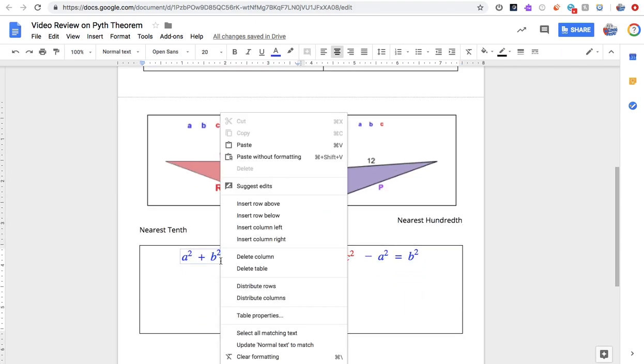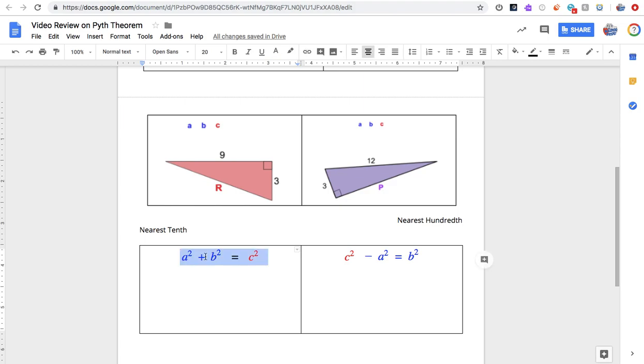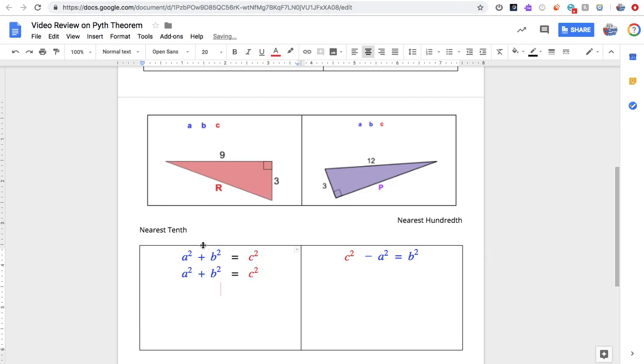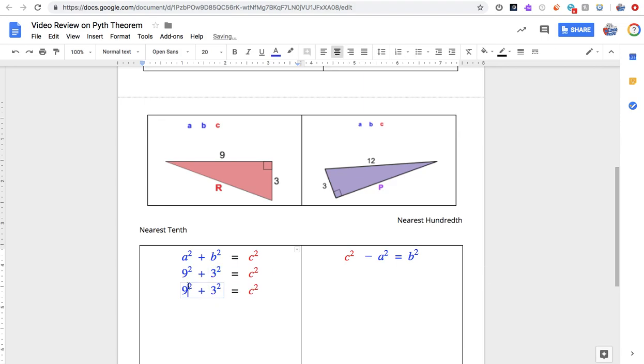Okay, welcome back. Hopefully, for the red triangle, your work ended up looking something like this. We know the two legs, 9 and 3, so we substitute 9 in for a and 3 in for b. The next step is to evaluate that, so we want to know what 9 squared is equal to. That gives us 81. And 3 squared, 3 times 3, gives us 9. The next step, we add those two expressions together. When we add 81 and 9, our equation simplifies to 90.